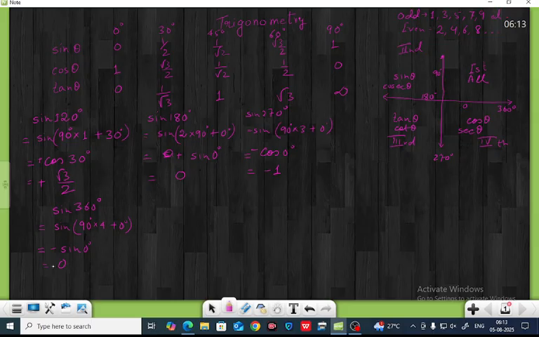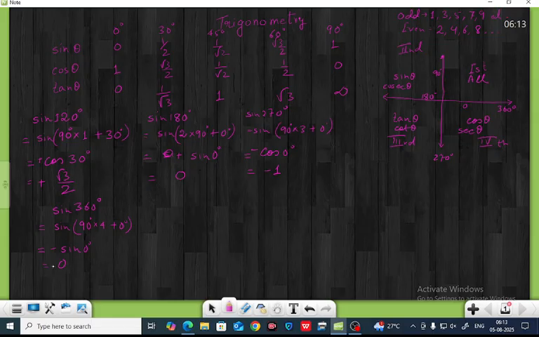Now we'll find all these values. The value of sine of 120 degrees is root 3 by 2. And what is the value of sine 180 degrees? We got the value of sine 180 degrees as 0.